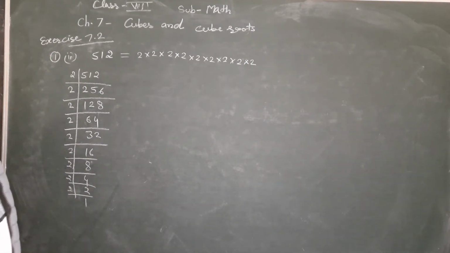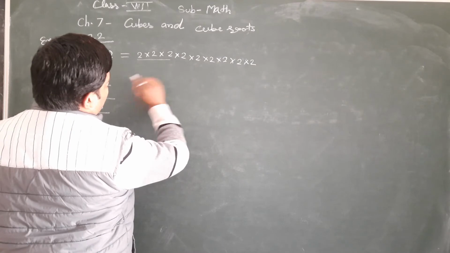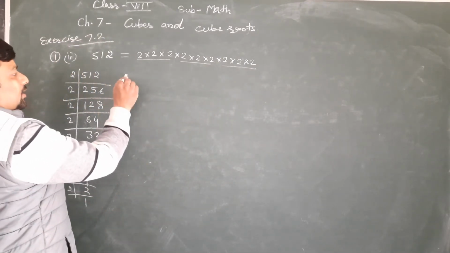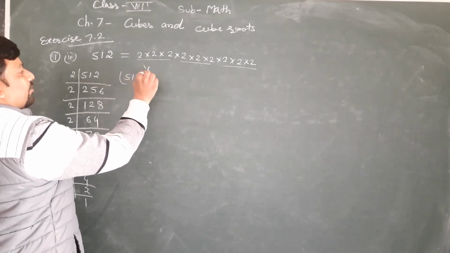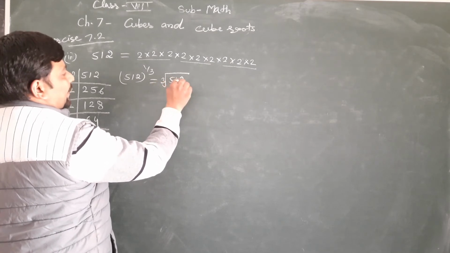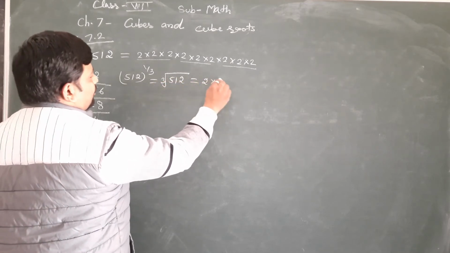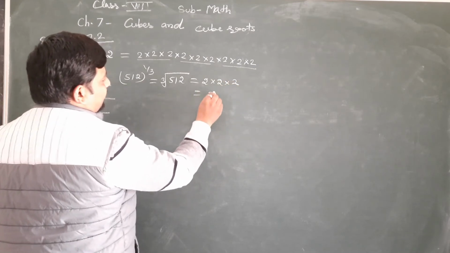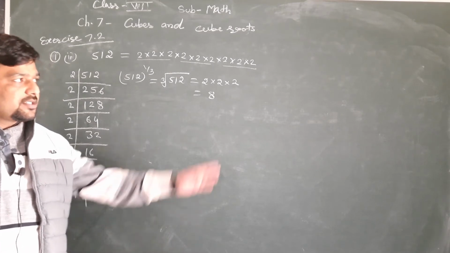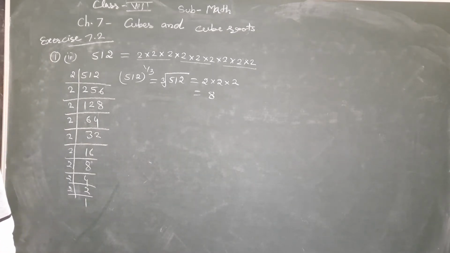Make groups of 3 of the prime factors. Now the cube root of 512 is, we can show in this form also, 2 into 2 into 2, the result is 8. Question number 1 first part is like the example, so you can solve it in that way. Similarly, we have another question, number 6.